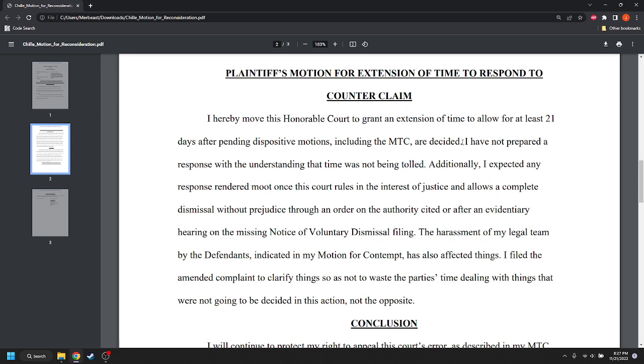So I don't really understand what he's asking for here with the double negative. Best guess would be that he understands that time is not being tolled, and he has not prepared his response, and so he needs time, I guess. Additionally, I expected any response rendered moot once this court rules in the interest of justice and allows a complete dismissal without prejudice through an order on the authority cited or after an evidentiary hearing on the missing notice of voluntary dismissal filing.